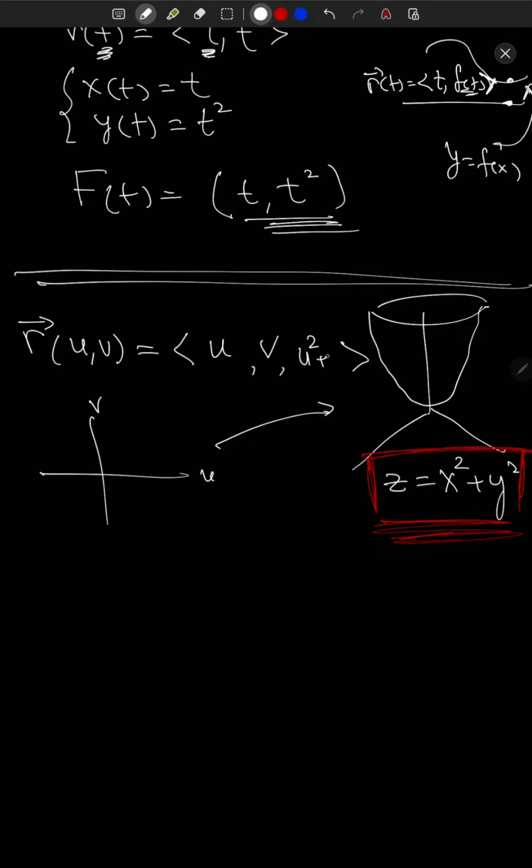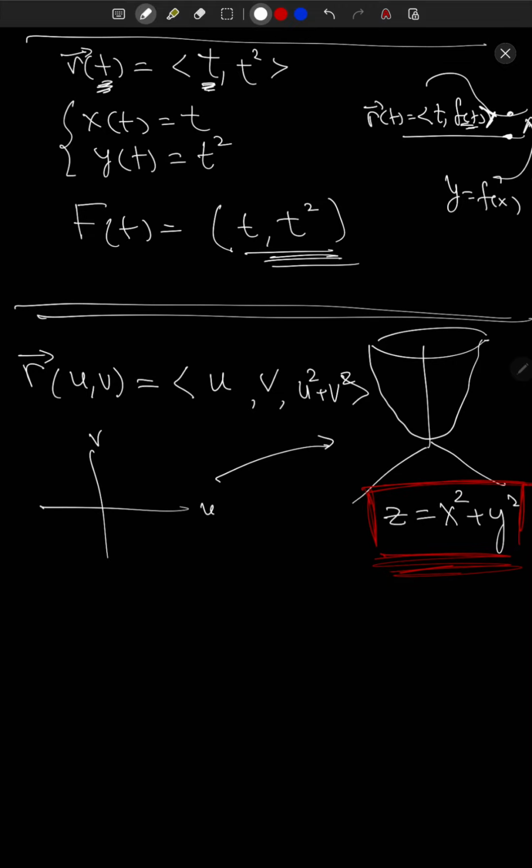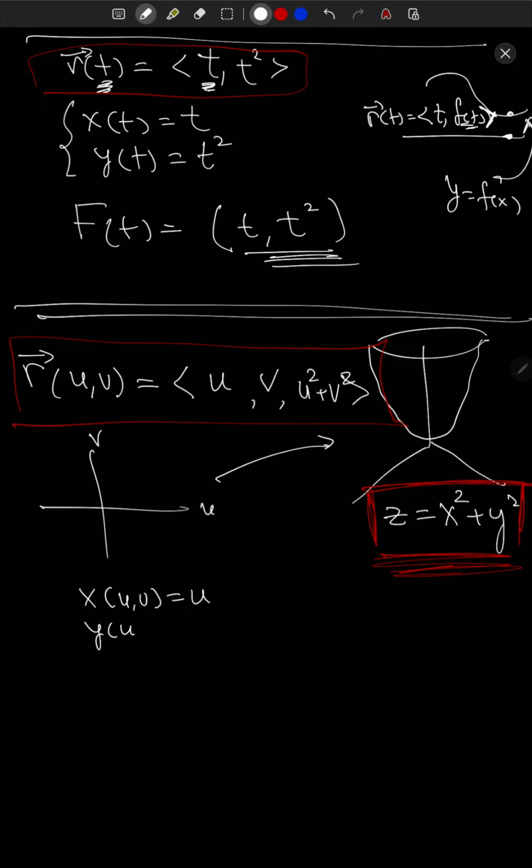Okay. So if you look at the upstairs, r of t equals t comma t squared, this is a direct extension of that idea. And again, in kind of the better notation, x of uv equals u, y of uv equals v, z of uv equals u squared plus v squared. I also like this second way of writing it, because we can literally see the x depending on the u's and v's, the y's depending on the u's and v's, and so on.